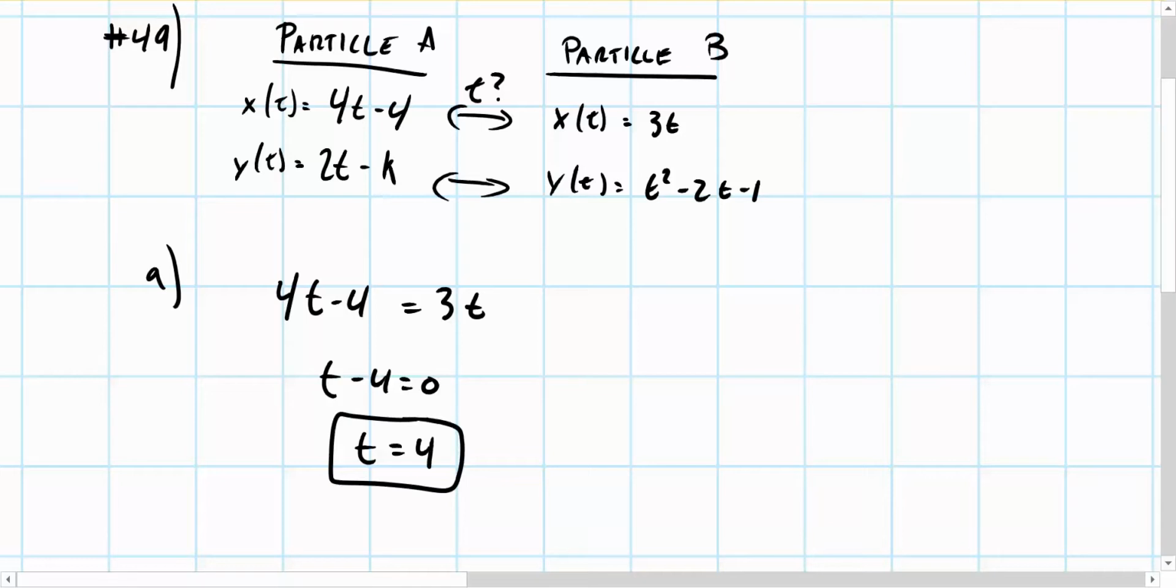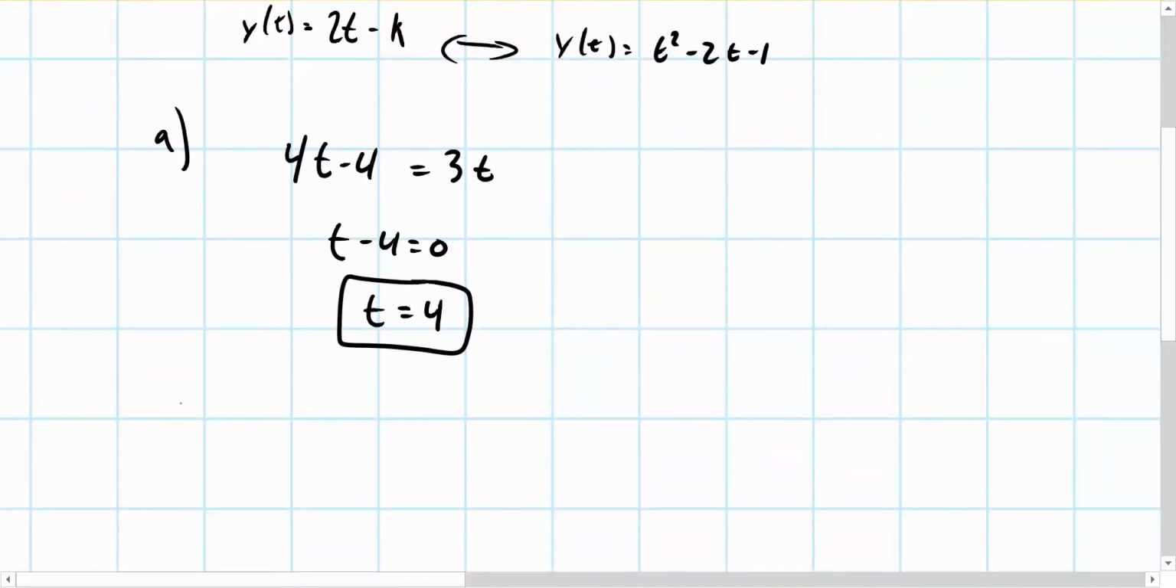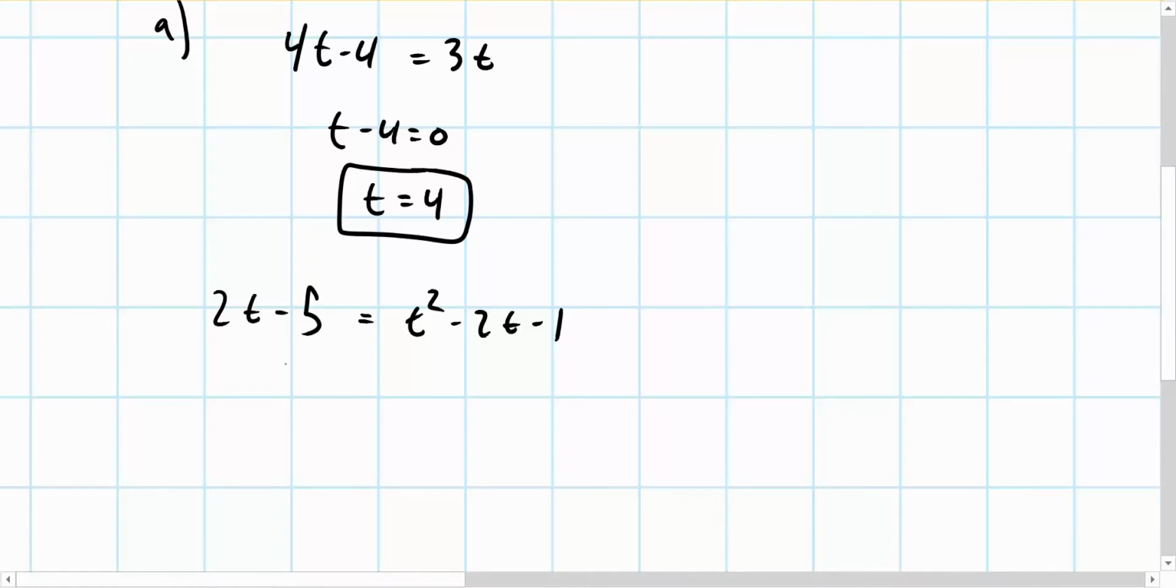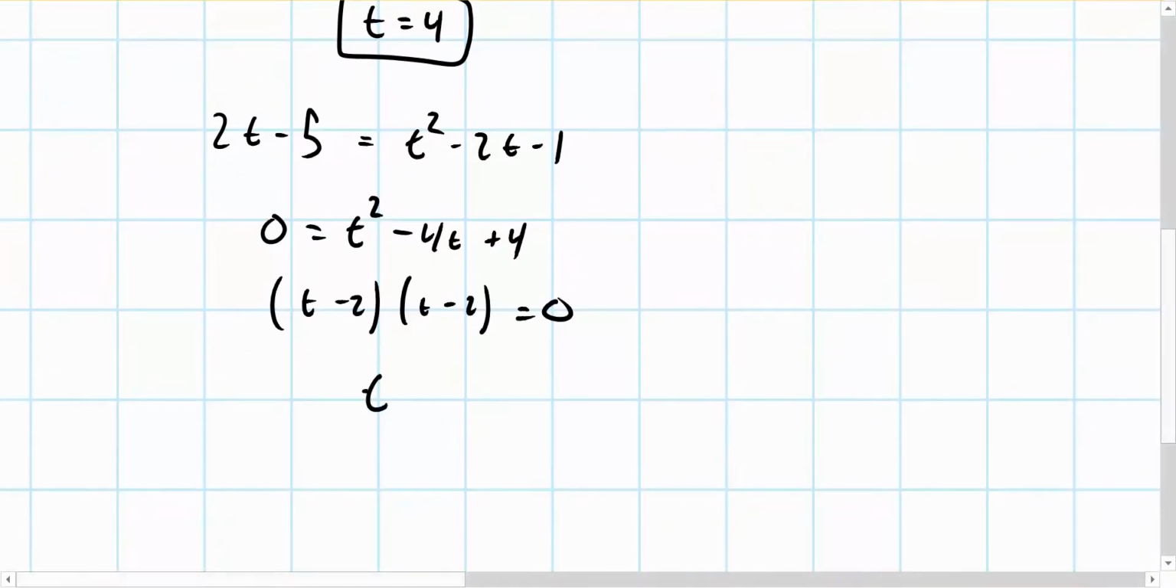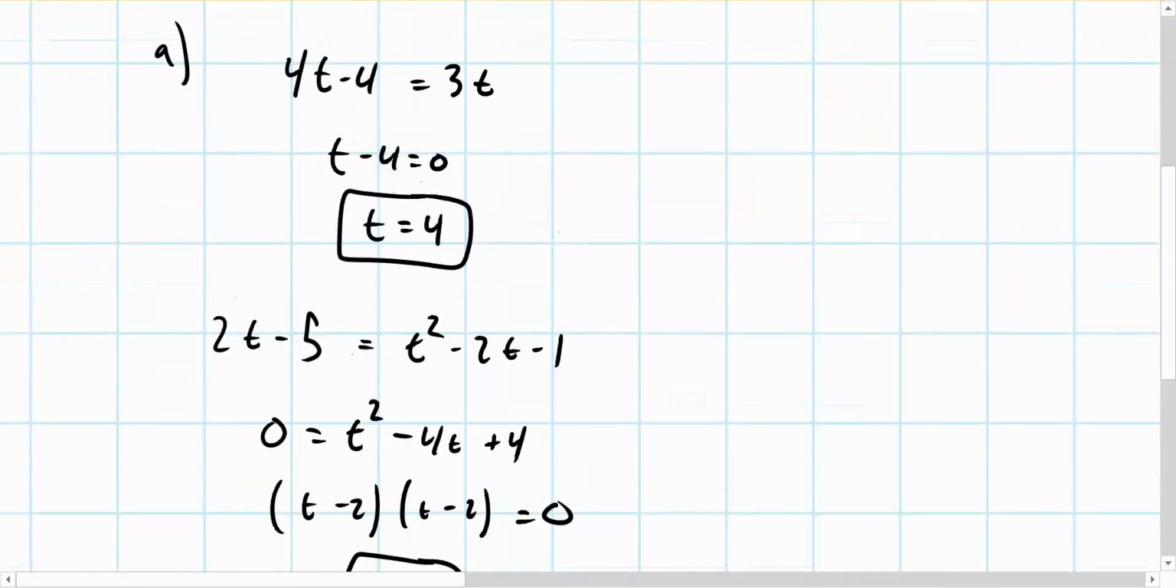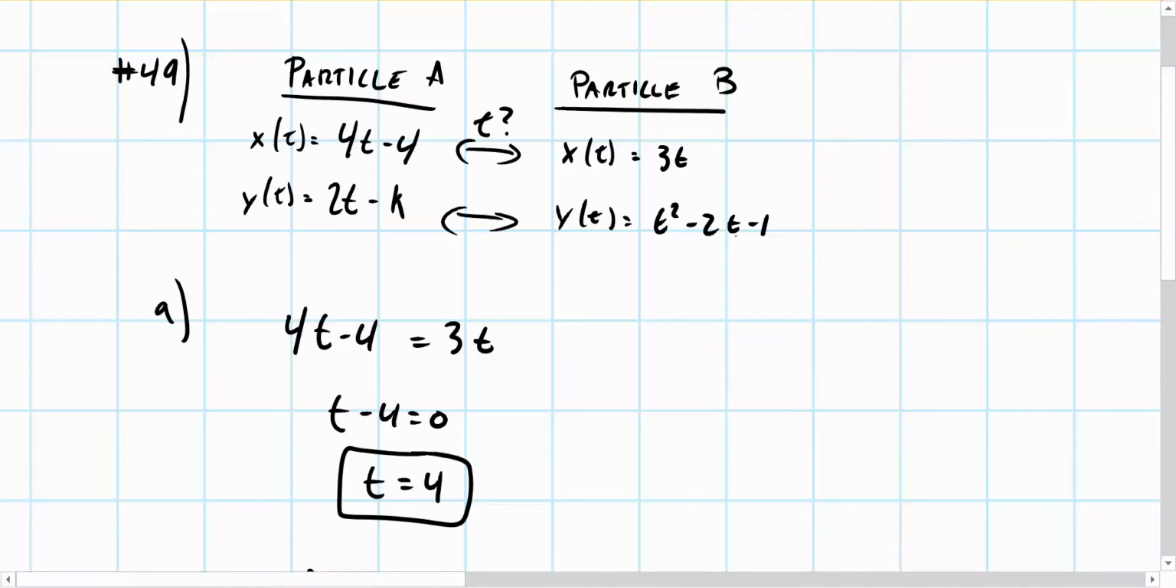In other words, this tells us that when t is equal to 4, the x position of particle A is going to equal the x position of particle B. Now let's try the same thing with the y variables. We get 2t minus 5, because k equals 5 here, equals t squared minus 2t minus 1. Add 5 to both sides, subtract 2t, we get 0 is equal to t squared minus 4t plus 4. This will factor to t minus 2 times t minus 2 equals 0, meaning that when t is equal to 2, the y position of particle A will equal the y position of particle B.